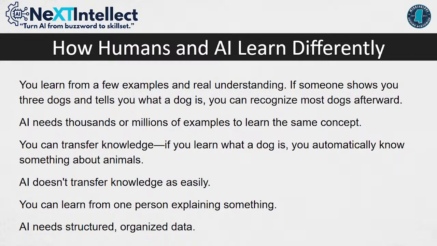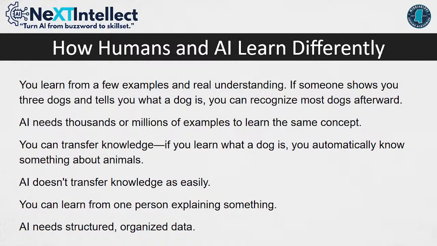Now, how humans and AI learn differently. You learn from, like we said, with the child example of faces and emotions or recognizing a friend. We could learn from just a few examples and have real understanding. If someone shows you three dogs and tells you what a dog is, you probably have a high chance of recognizing, in general, other dogs. But AI is going to need thousands or even millions of examples to learn the same concept.